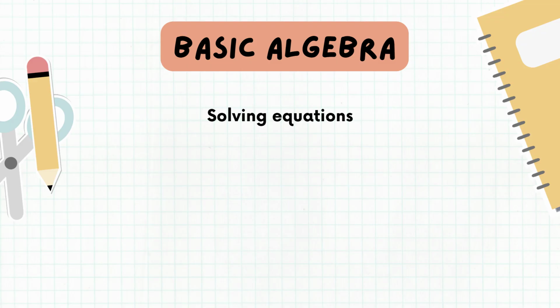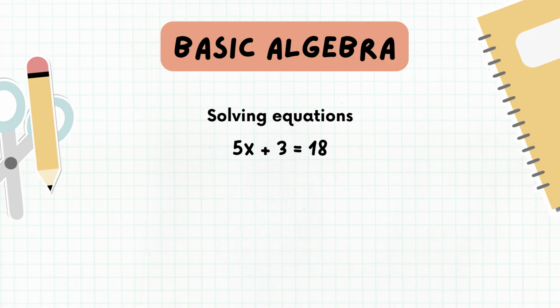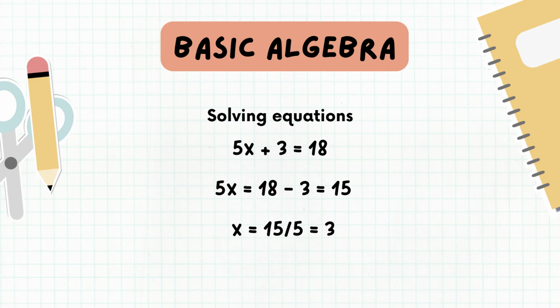Another key idea is solving equations. That just means figuring out what number makes an equation true. Let's say 5x plus 3 equals 18. We can solve for x by subtracting 3 on both sides and dividing by 5, which gives us the value of 3. That's all algebra is, a way to find answers when not everything is known yet.